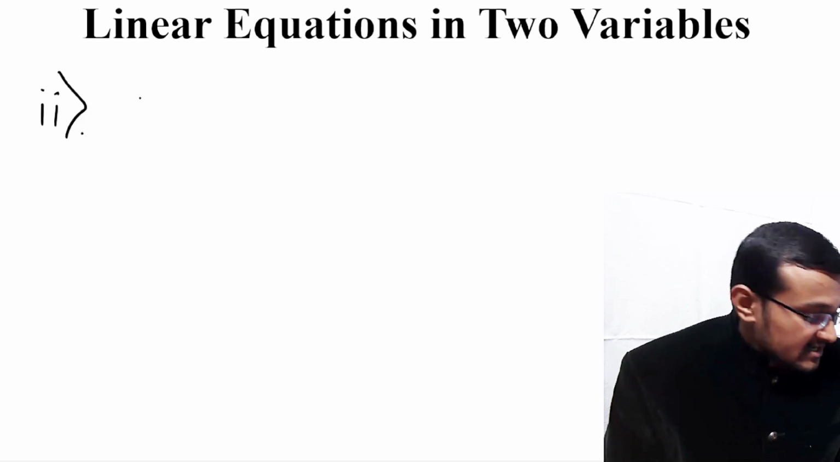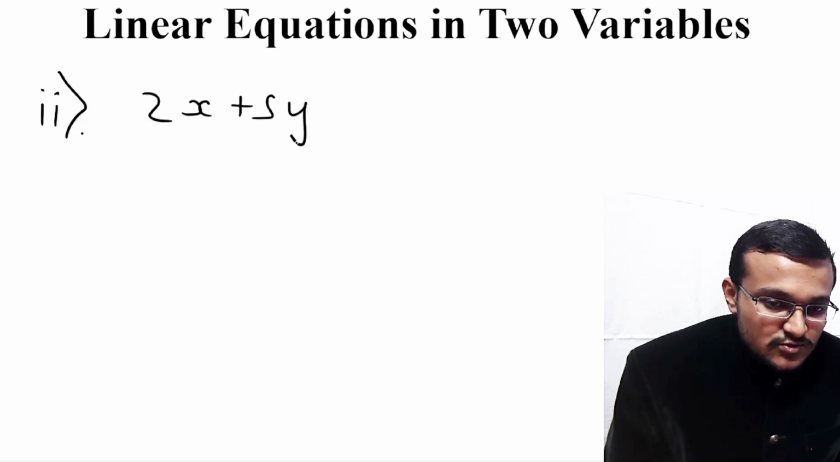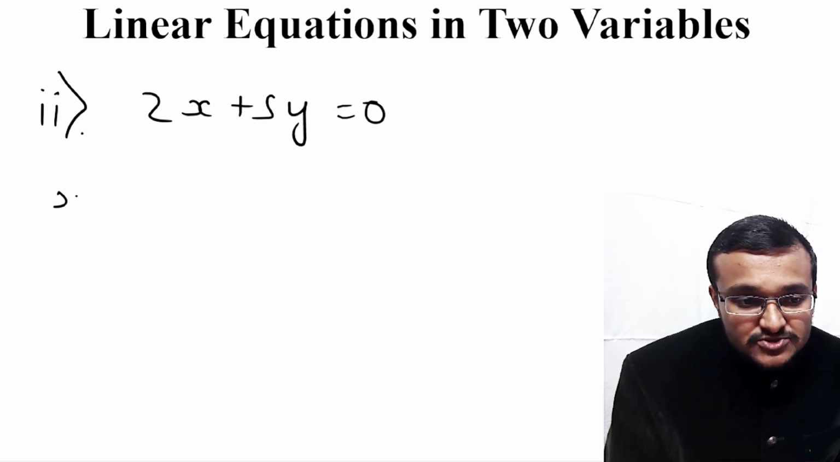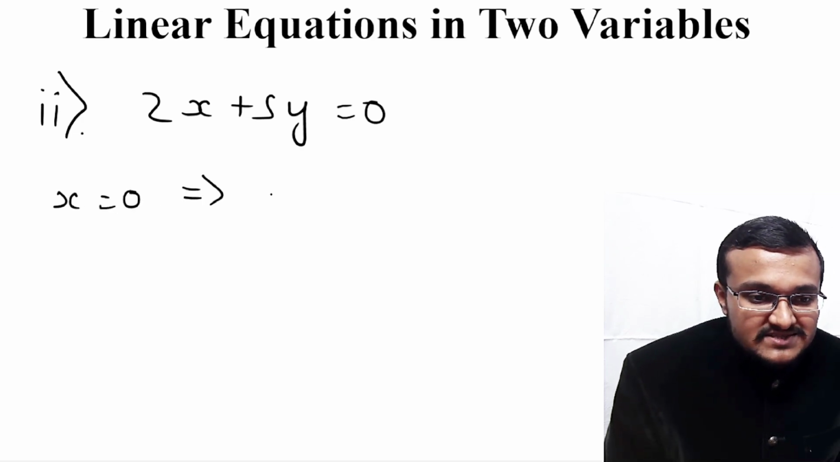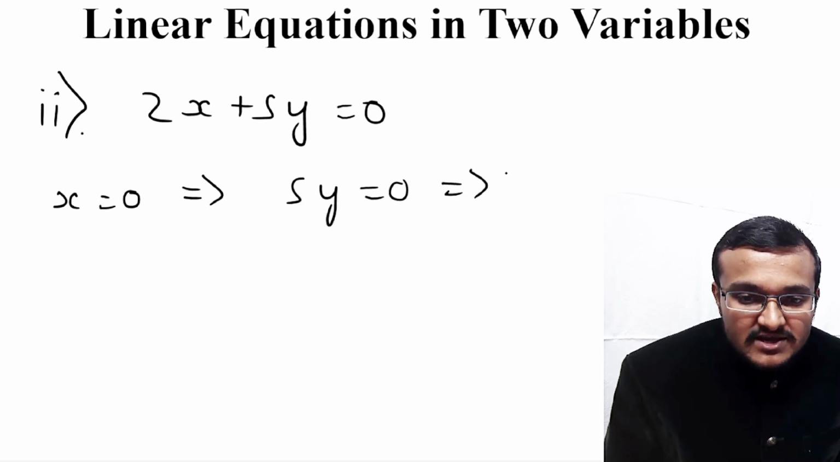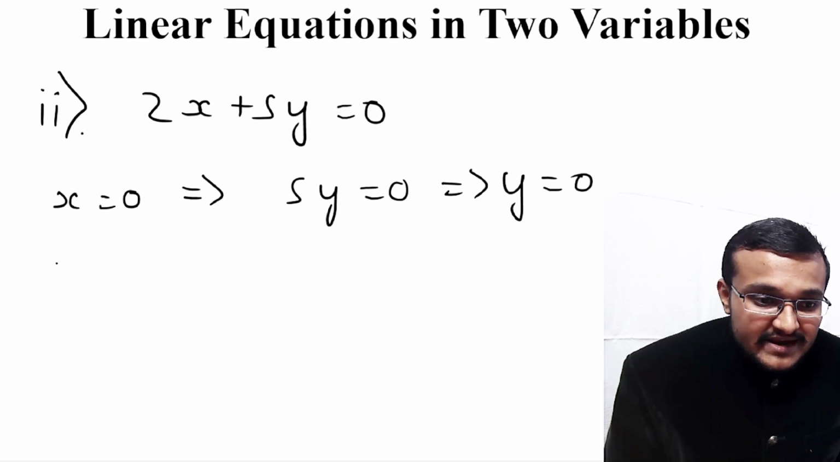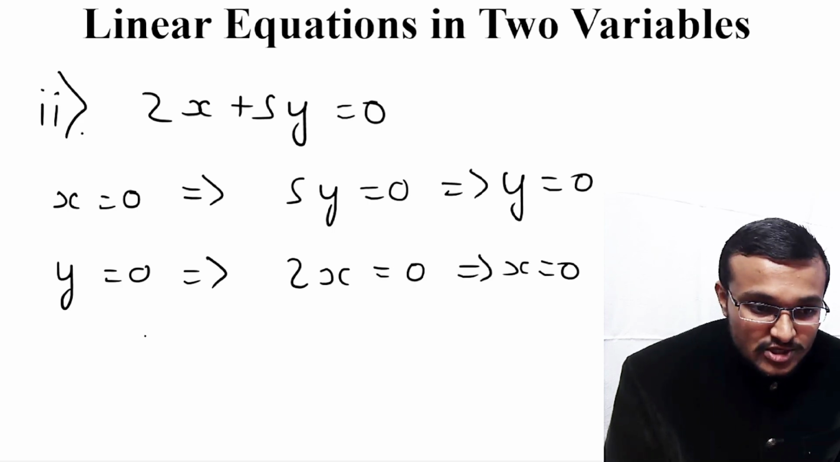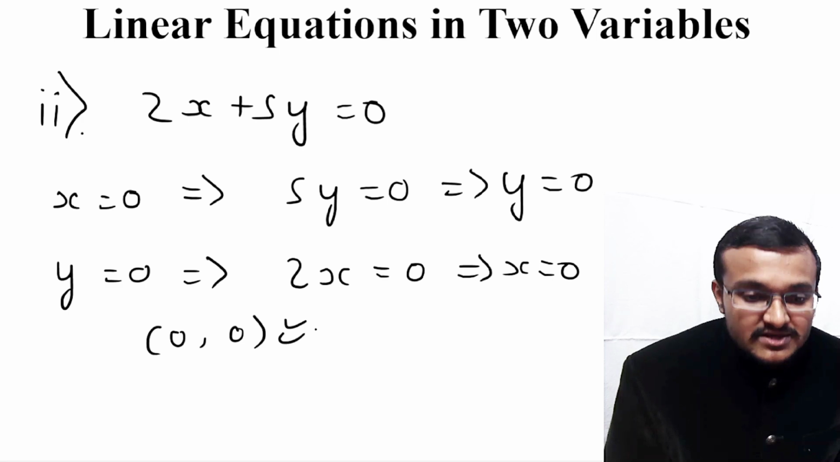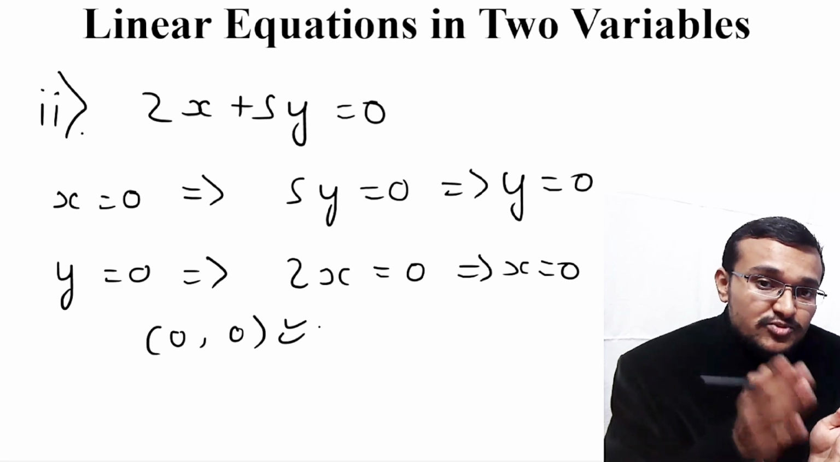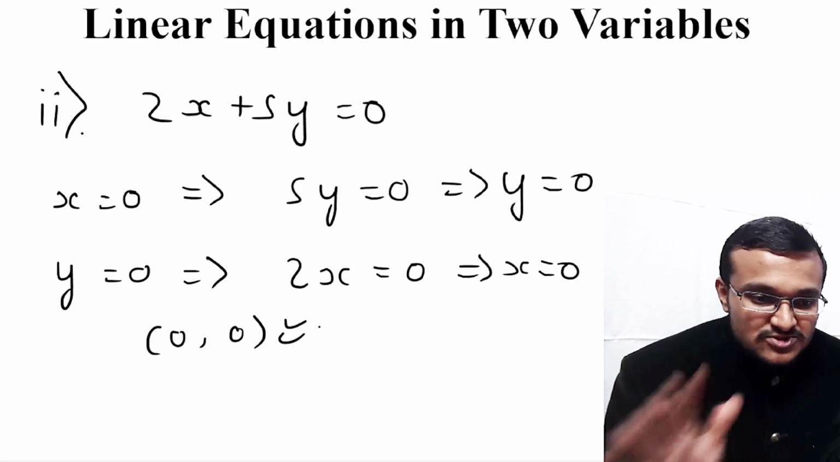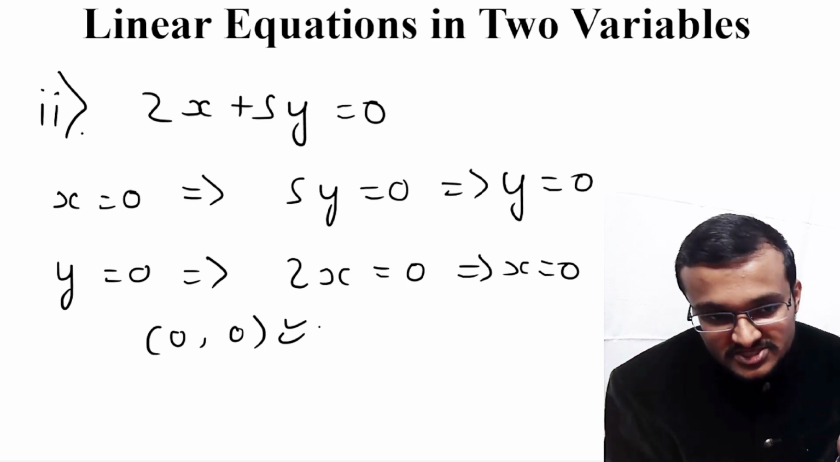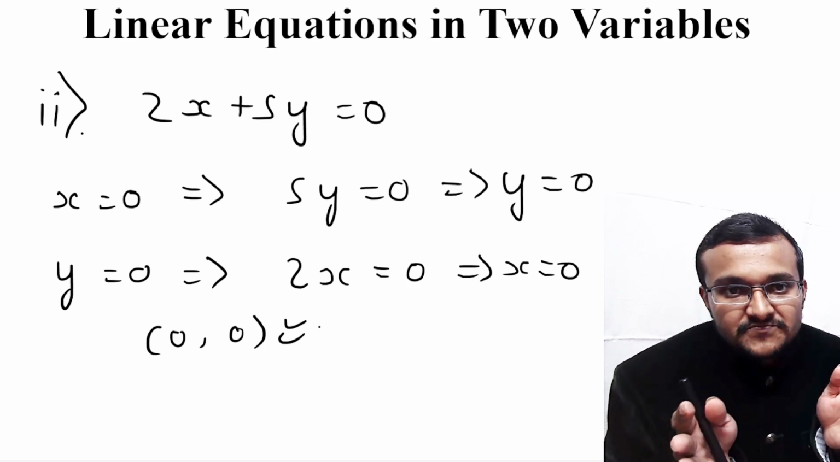In the second question, you have 2x plus 5y is equal to 0. Here also you can substitute x as 0. When you substitute x as 0, 2x plus 5y becomes 5y is equal to 0. That means y is also equal to 0. Now if you substitute y is equal to 0, then 2x will also become equal to 0. That means x is also equal to 0. So (0, 0) is one solution. Substituting 0 for both x and y is not giving you two solutions. It is only giving you one solution, because the moment you substitute 0, the entire equation becomes 0.